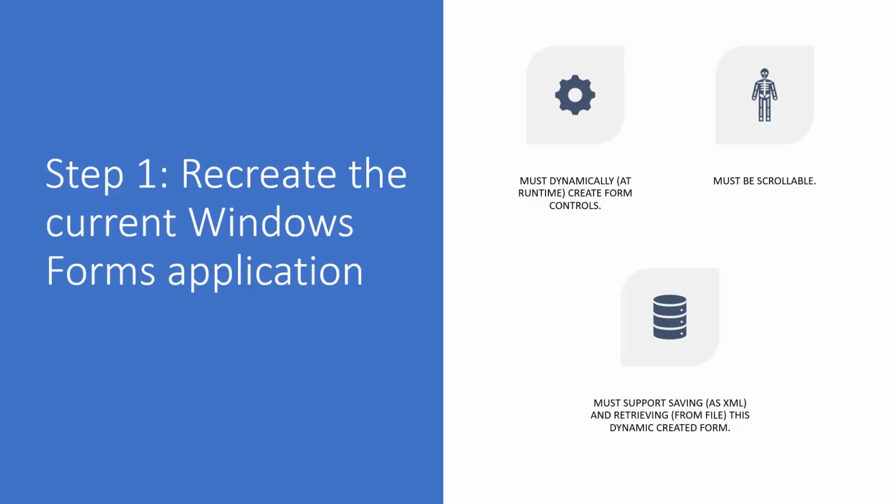So starting off with recreating the current application. Like I said, it needs to dynamically add controls at runtime. That's the way their current application is designed, and I stress that it must be scrollable. So as they add more and more controls to their form, it needs to scroll down and show all those controls. It also needs support for saving as XML and retrieving their custom definition of the form. Now, we want to do a pretty simplified version. I understand what they have now is fairly complex, and ours is just going to show the basics.